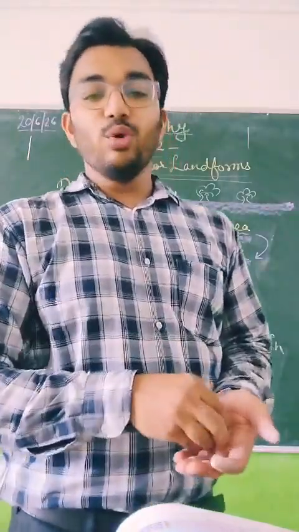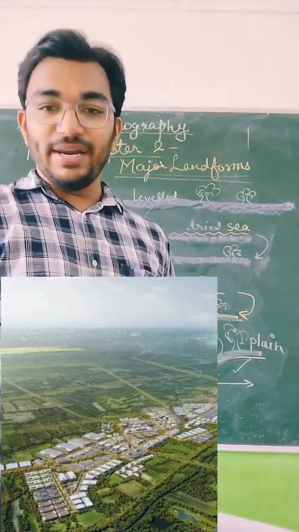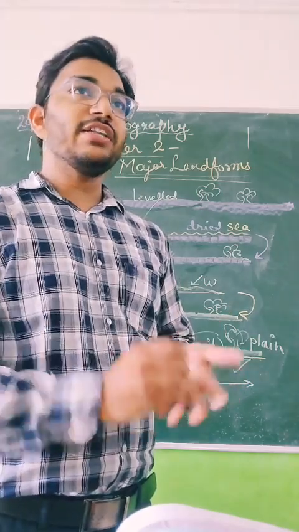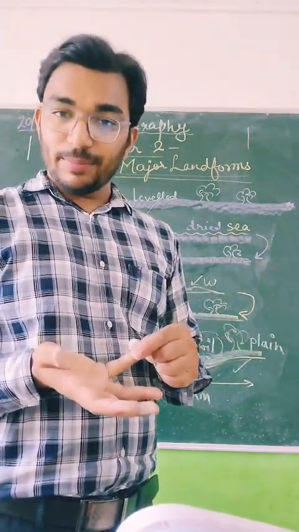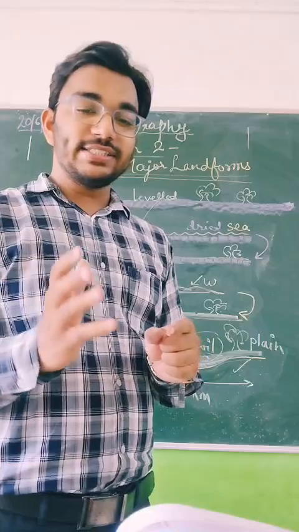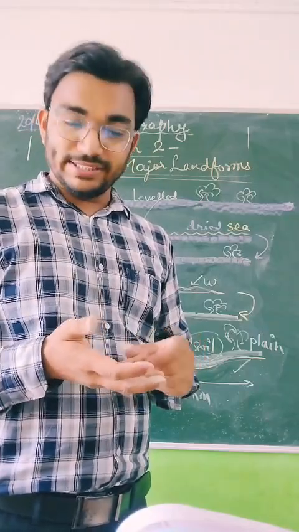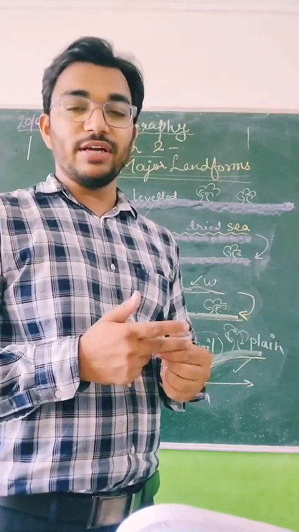Plains are the most favorable place, as I have told you, for the population to live, because plains provide efficient agricultural area. Big farmlands are there, and if you consider where the most people live, it could be the Ganga Brahmaputra plain. Major cities of the world are located on the plains. So plains are a very essential part of the landforms.